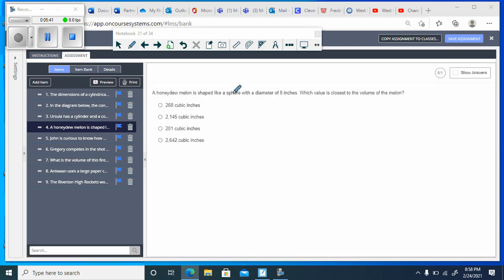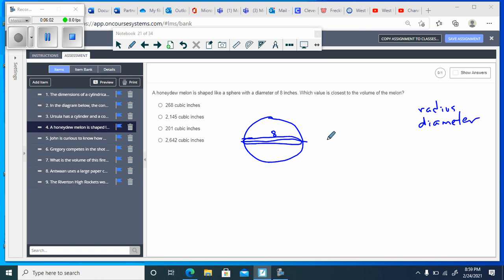A honeydew melon is shaped like a sphere. A sphere is like a ball, 3-dimensional, right? This one has a diameter of 8 inches. Diameter is the long side, remember, it's the long one. In a circle, radius is shorter, diameter is longer, so diameter is all the way across. Which value is closest to the volume of a melon?